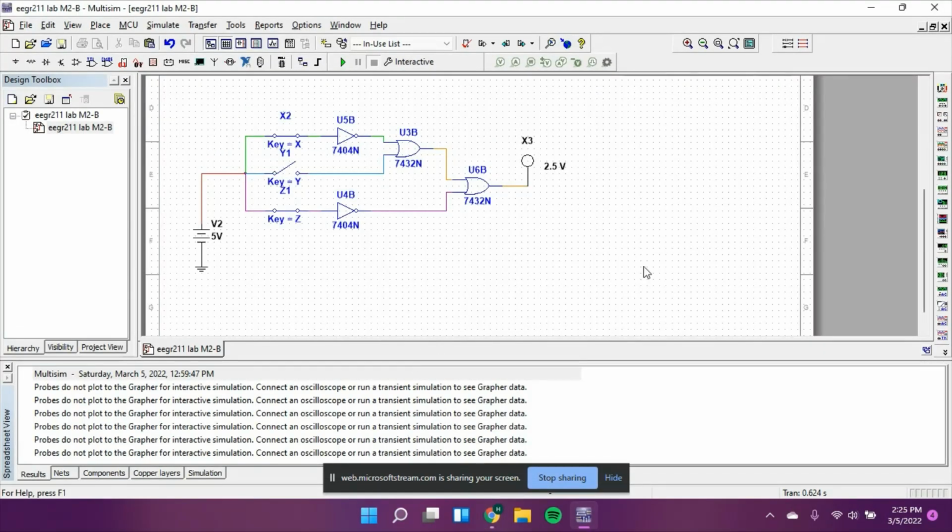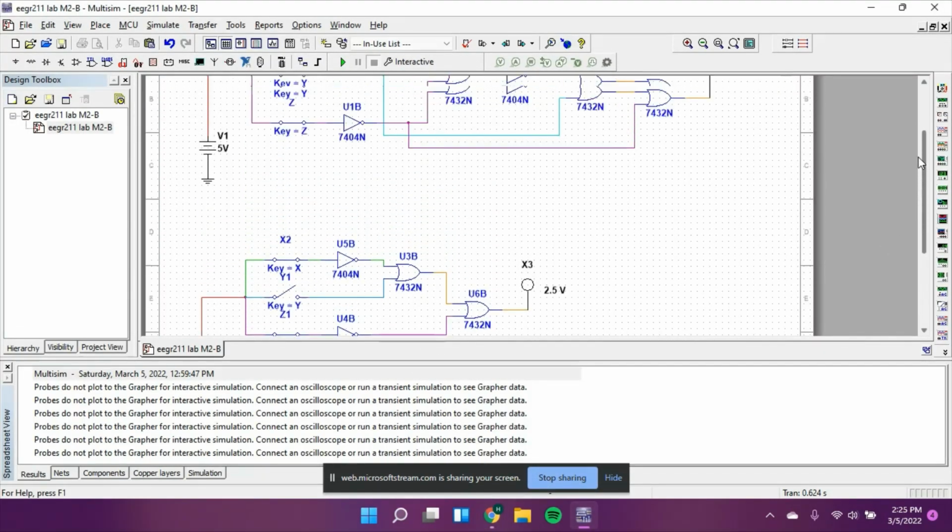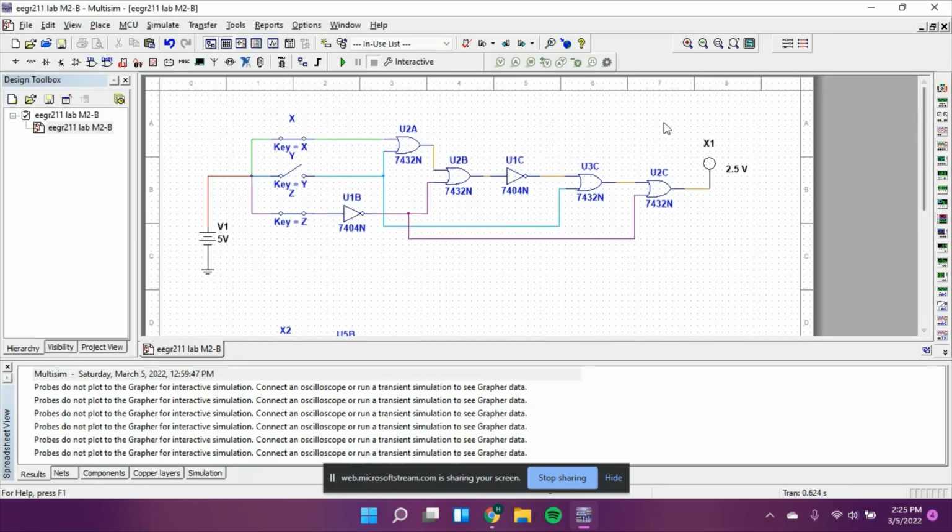I will now be showing you the simulations, or the schematics, using Multisim. So this first one, this big, very complicated schematic, is the given equation. I used a switch for each input. Top one is x, this middle one is y, and this bottom one is z.